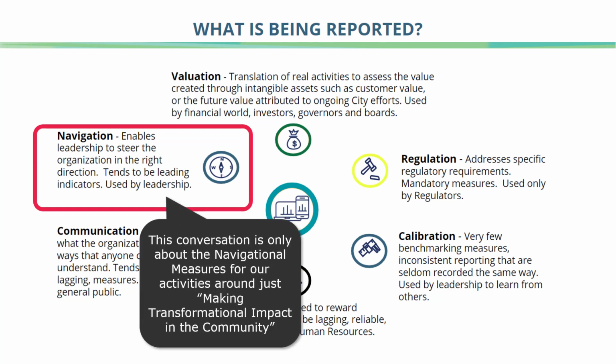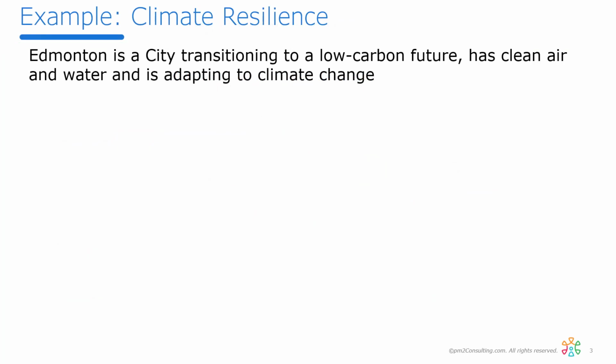To emphasize, today I'm just going to have a quick chat with you about only navigational measures. These are measures that don't go to council, don't go in citizens' reports and so forth, and only on the specific topic of making transformational impact in the community. Within this category, we've determined a number of sub-areas to look at, one of which is climate resilience. We've defined that as: Edmonton is a city transitioning to a low-carbon future, has clean air and water, and is adapting to climate change.